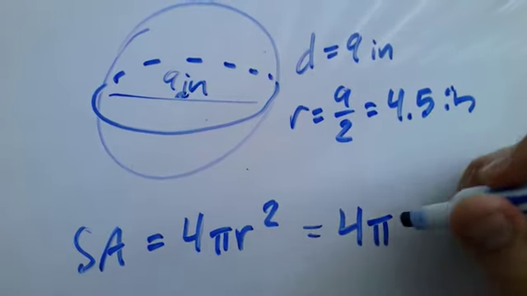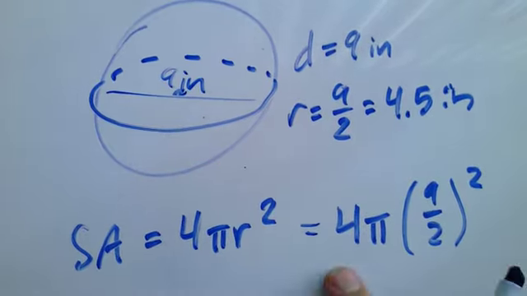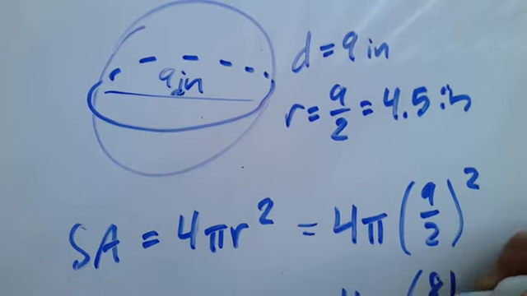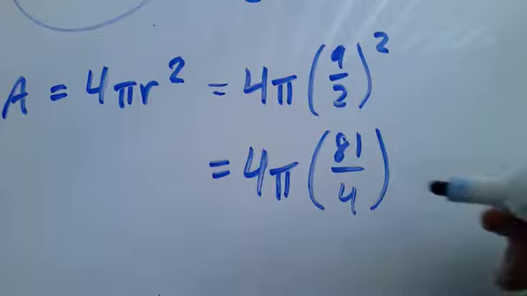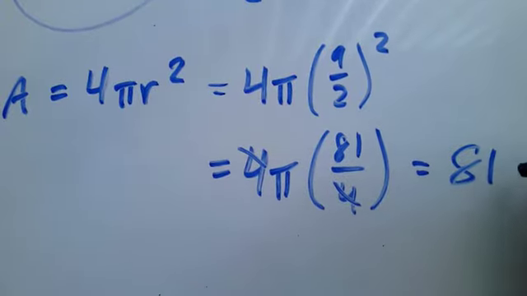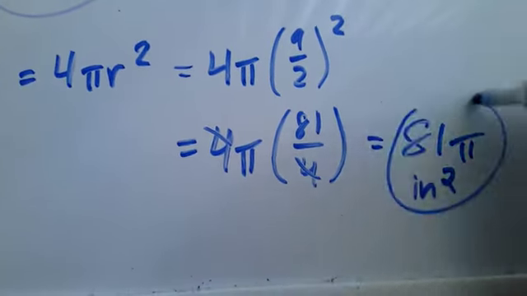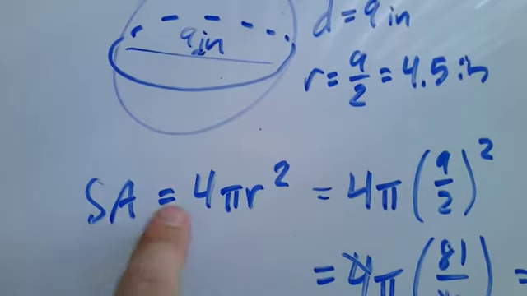4 pi r squared, where our r squared is actually 9 halves squared. The reason I'm doing 9 halves squared is because typically I just do not like working with decimals. And in this case, it's going to make it really easy, because look what happens. We've got 4 pi and then 81 over 4 on the inside. And so we can cancel out those 4's and we're left with 81 pi inches squared. So we're using that formula, 4 pi r squared, and we get 81 pi inches squared.